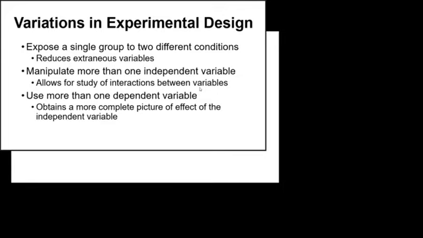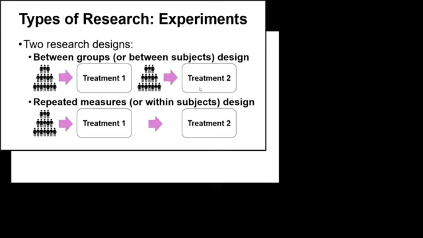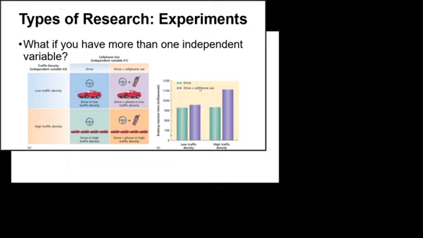All right. Our second point is that you can manipulate more than one independent variable. So instead of just changing one thing, maybe you change multiple things. And this lets us look at interactions between variables. And I do remember that I have an image for this one.